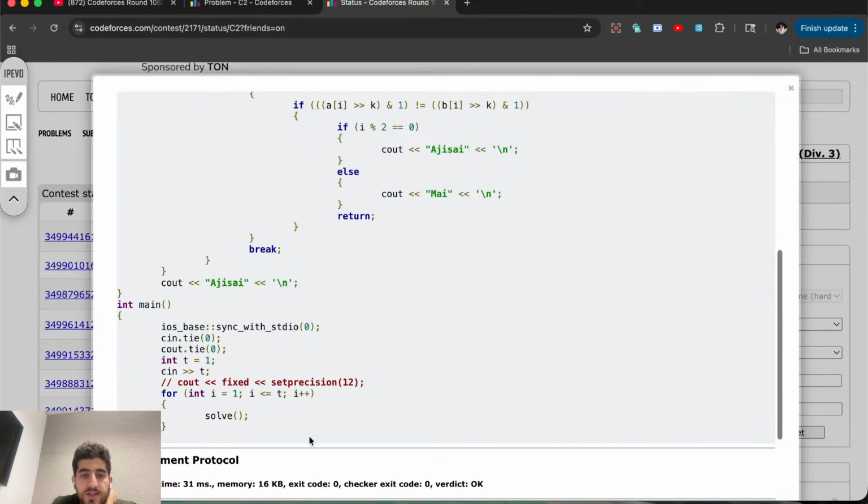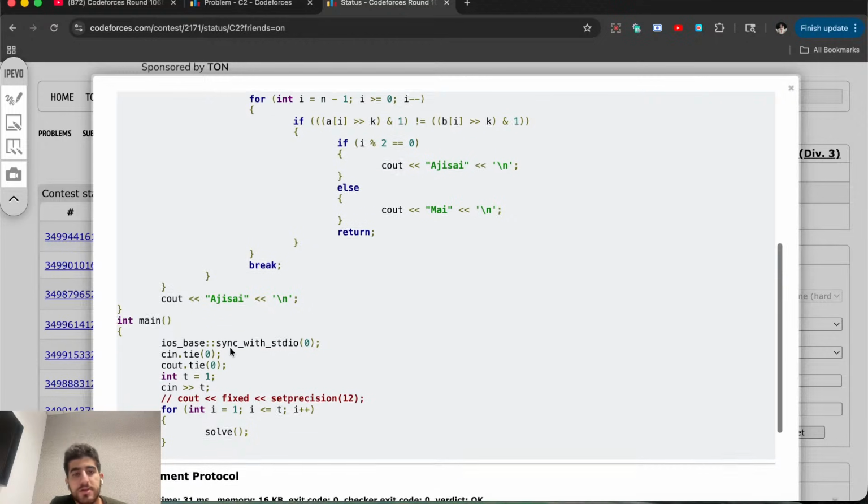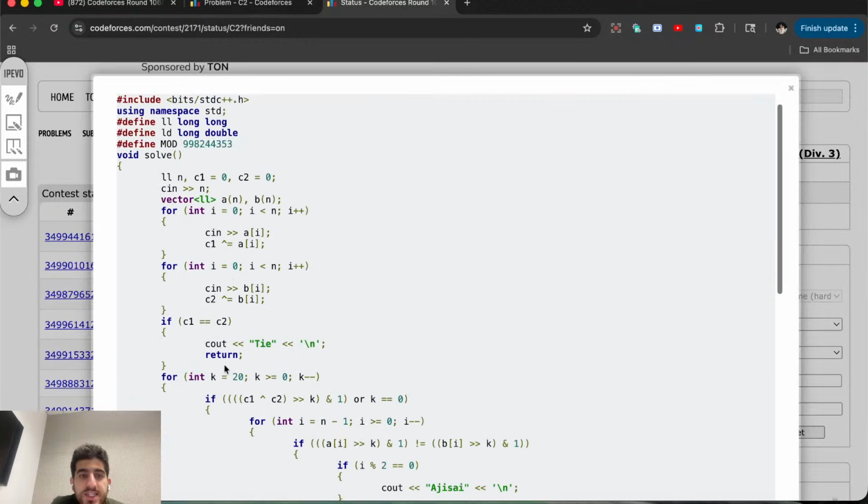Here he gets all the test cases and loops over them. He is getting all the A_i and B_i, and he says C1 XOR equal to A_i and C2 XOR equal to B_i. And if C1 was equal to C2, see outside. What does C1 equal to C2 mean?